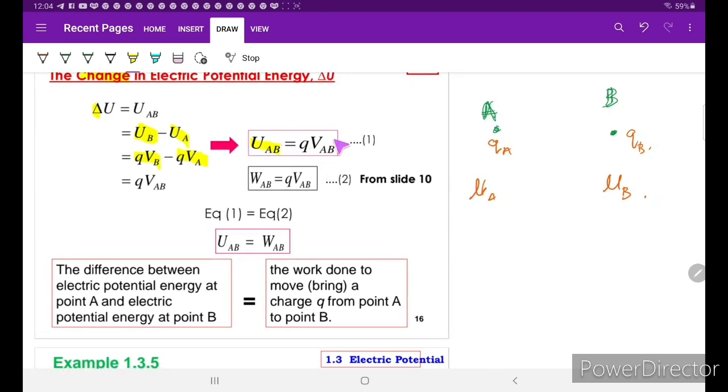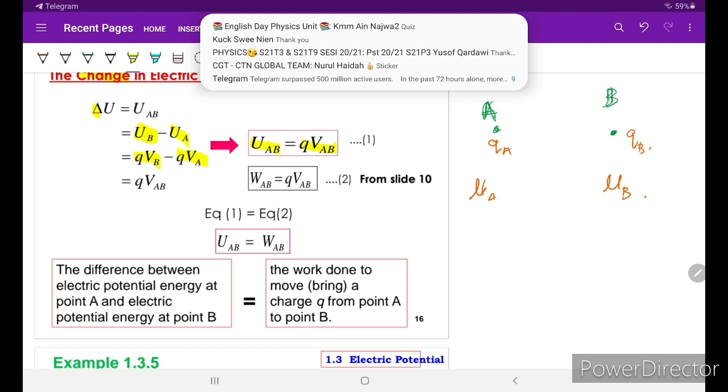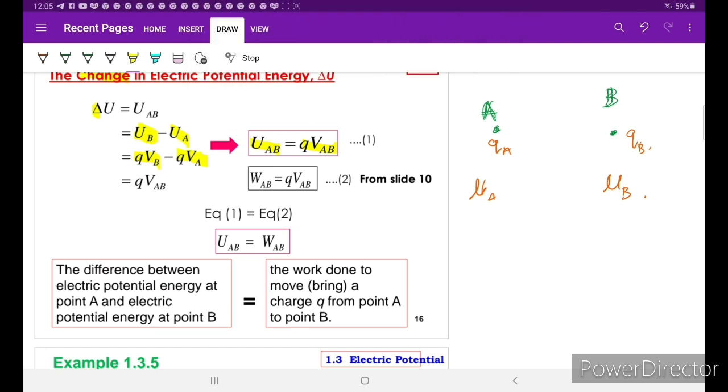UAB equal to QVAB. And don't forget, from slide 10 above, under the topic of potential difference, we have work done to bring a charge from point A to point B is equal to QVAB. From these two equations, we can find that it has the same, equation 1 equal to equation 2.